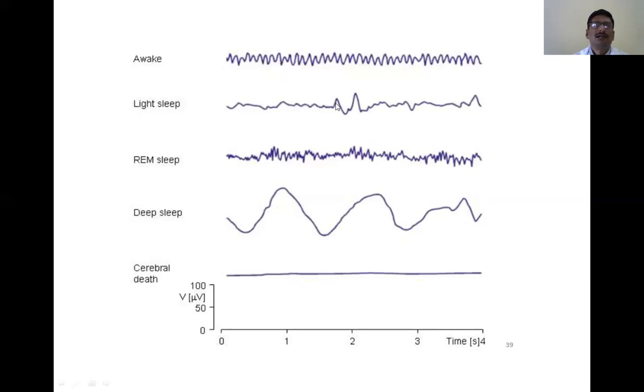This is during light sleep, and whenever you have REM sleep, you will have sleep spindles as well as K complexes, etc. All those things will be recorded here. And during deep sleep, the wave frequency will be very low, and very high voltage waves will be recorded. Whenever there is brain death, there won't be any electrical activity.